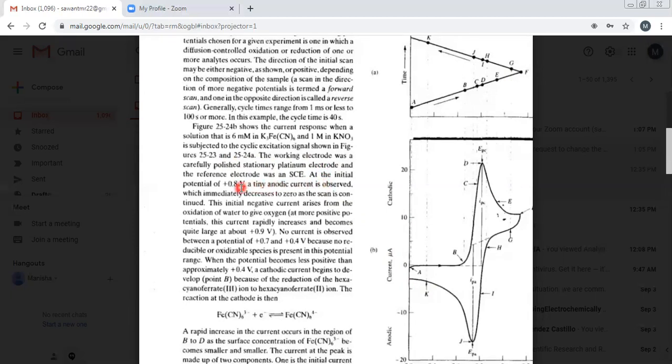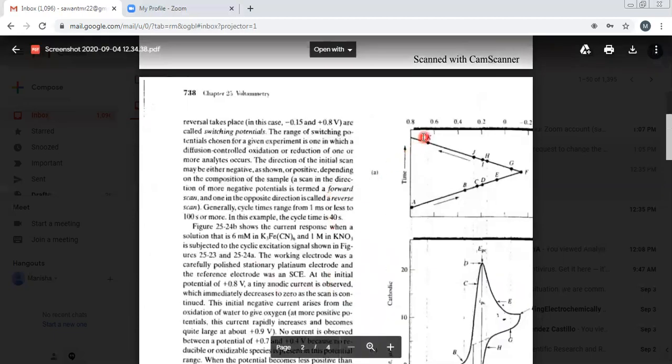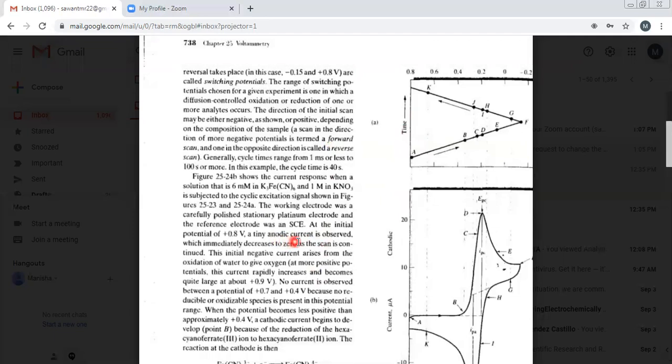Okay. At the initial potential of plus 0.8 volt, a tiny anodic current is observed, which immediately decreases to zero as the scan is continued. This initial negative current arises from the oxidation of water to give oxygen. At more positive potential, the current rapidly increases and becomes quite large at about plus 0.9 volt. So we started with plus 0.8 volt, and the tiny anodic current is observed, which immediately decreases to zero.